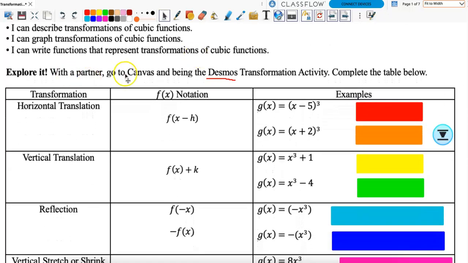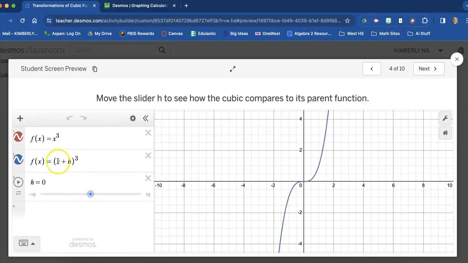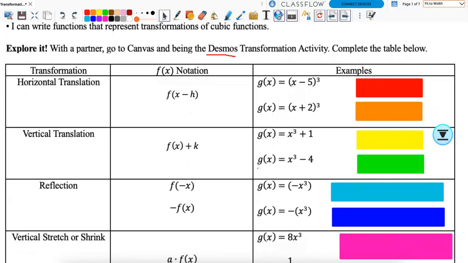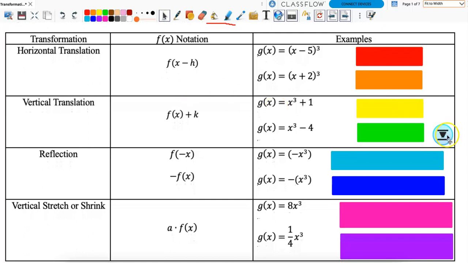First off, you should be on Canvas and you should have already done the Desmos transformation activity. If I pull it up on Desmos, you played around with these sliders and saw that if you have a positive number on the outside, your k value will go up. If you have a negative number, your k value will go down. Same thing, you should have explored your h value, which is inside the parentheses, noticing some movements. Make sure you've done the Desmos activity before you get to this part of your video. But let's talk about what you learned in your activity.